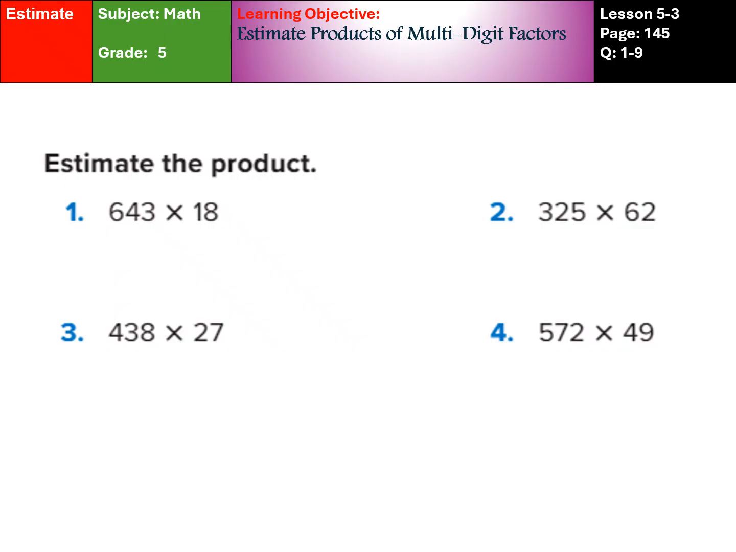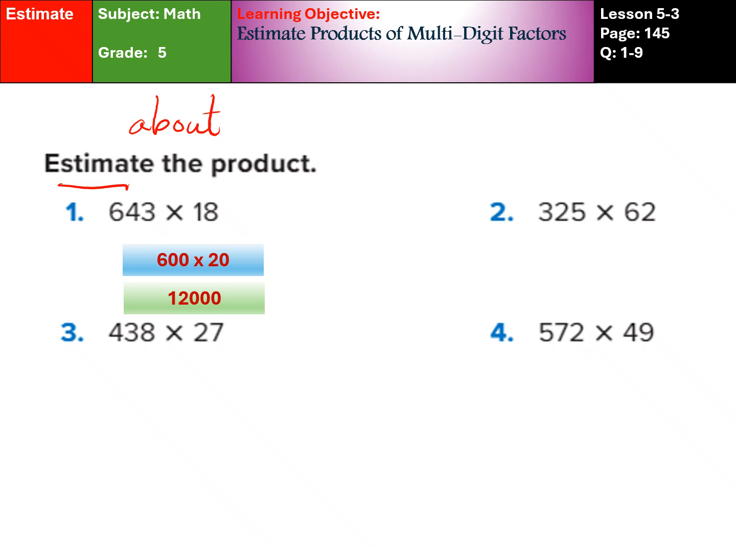If the question says about or estimate, it means we are not going for the exact answer. Estimate, about, approximate, both of them have the same meaning. So 643 is closer to 600 and 18 is closer to 20. So 600 times 20 will give you 12,000.